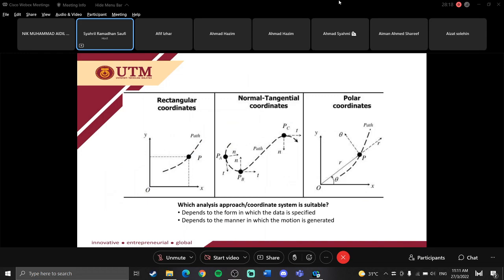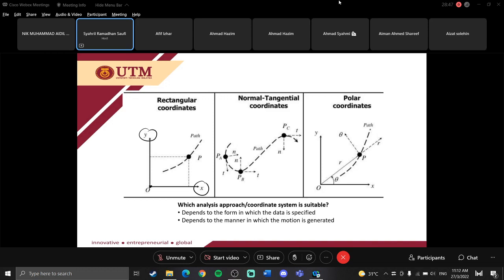All right. So in this chapter, you have three types of analysis that can be done when we have a projectile motion or a curvilinear motion. So the first method is rectangular coordinates, where you use the x and y axes with respect to the reference point at the origin.